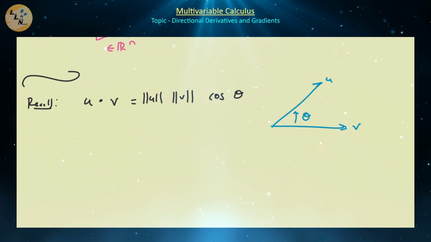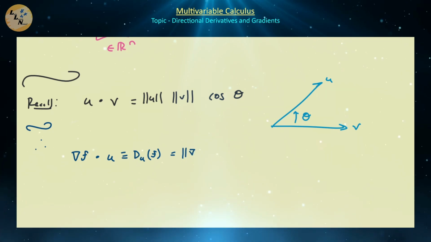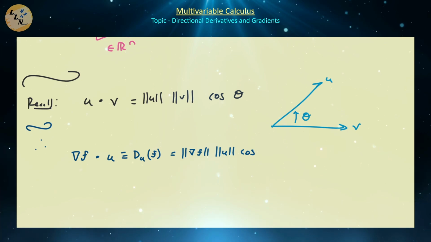So for example, if theta is equal to 0, that means u and v are pointing in the same direction. So that means, from the perspective of the gradient of f and u, the gradient of f times u, which is, keep in mind, the directional derivative of f in the direction of u, is just going to be equal to the norm of the gradient times the norm of u times the cosine of the angle between the gradient of f at (x, y) and the vector u.